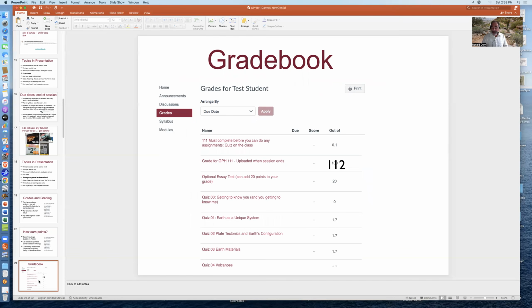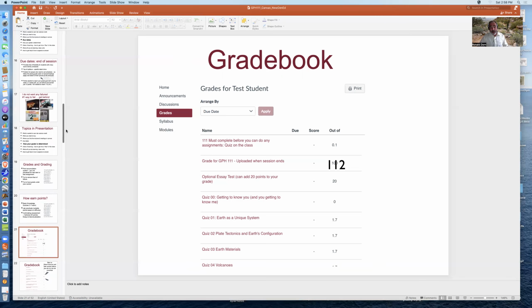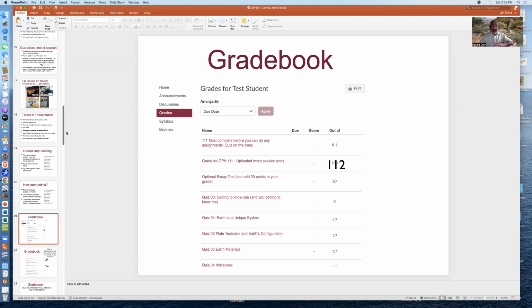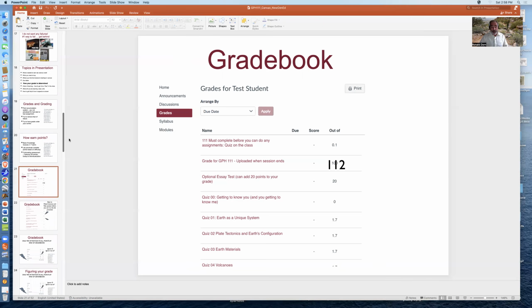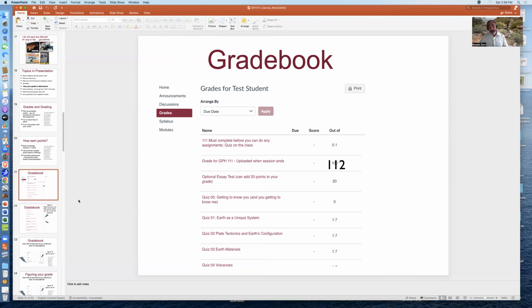You're going to have all this stuff in Canvas, the score, the out of points. I have to tweak Canvas to make it work. To do this, you only pay attention to the points. And when you're all done with 112 points, I will do a review of the grades and make sure, and then I'll post an A+ grade for you. So there's a column in your Canvas gradebook that's called Grade for GPH 111, uploaded when the session ends. If you have an A+, you'll see the A+ there. And hopefully Canvas will also email you.